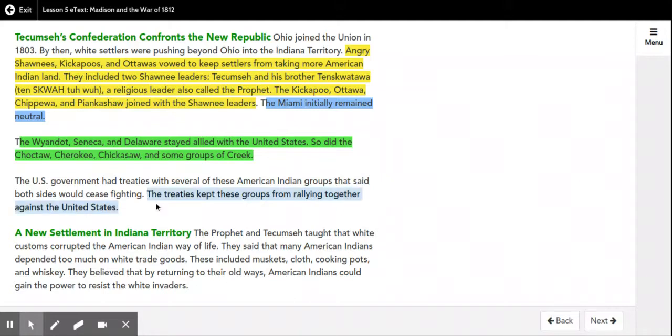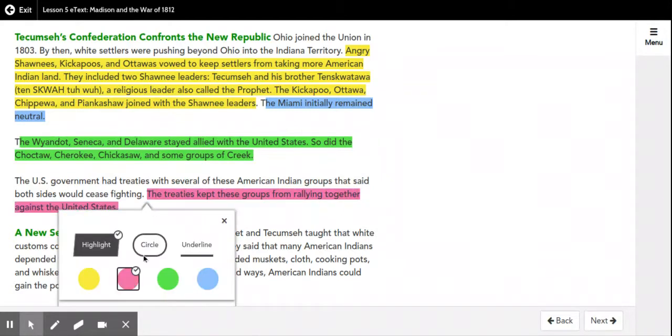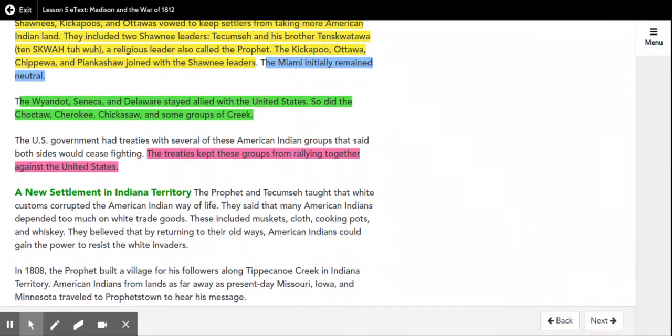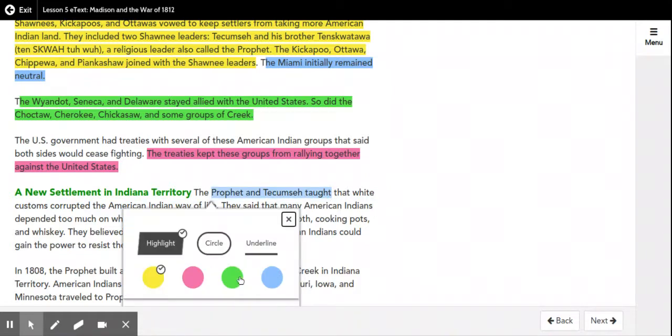The Prophet and Tecumseh taught that white customs corrupted the American Indian way of life. They said that many American Indians depended too much on white trade goods. These included muskets, cloth, cooking pots, and whiskey. They believed that by returning to their old ways, American Indians could gain the power to resist the white invaders. In 1808, the Prophet built a village for his followers along Tippecanoe Creek, in Indiana Territory.